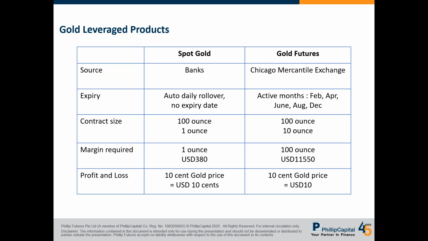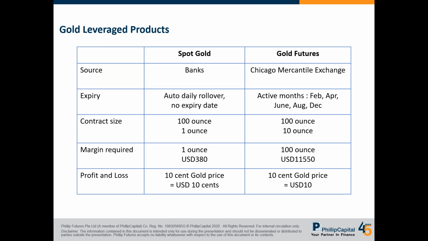Okay, so now moving along, you probably will understand a little bit of the gold outlook so far. So what else do you really need to understand before you want to consider Phillip Futures to trade gold? Now, at Phillip Futures, we offer two types of gold. There's spot gold and gold futures. Spot gold means that the source of the gold price is from banks. Gold futures is from the exchanges themselves. So we have a few exchanges that are supplying the gold futures prices.